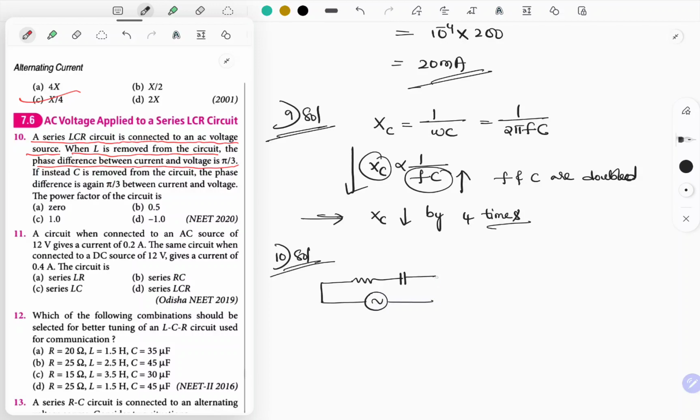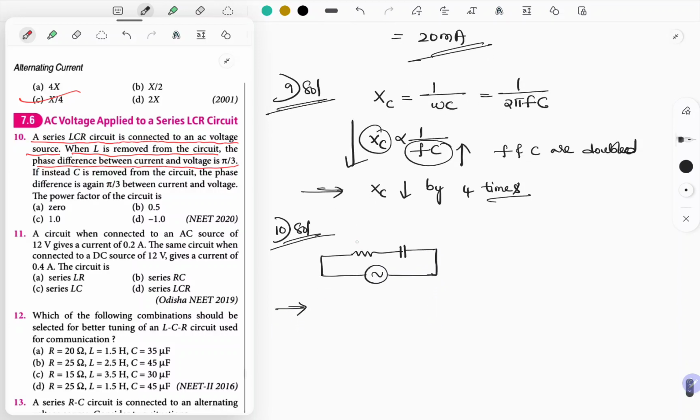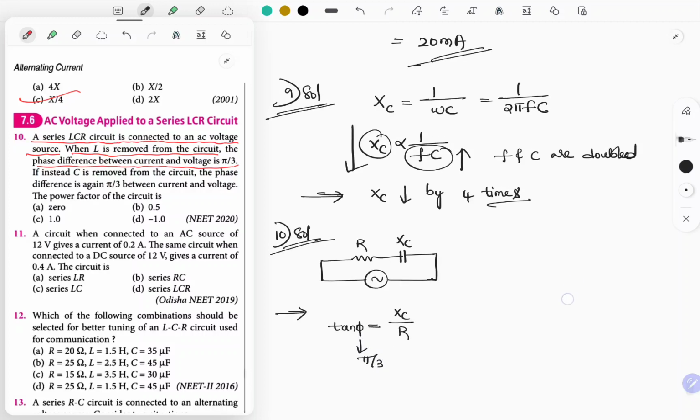So the supply voltage is applied like this. Then how do we find the power factor with the help of these two? They gave a phase difference, phi. Now tan phi is equal to reactance by resistance, that is XC by R. This is the actual formula of tan phi. The value of the phase difference they have given is pi by 3.